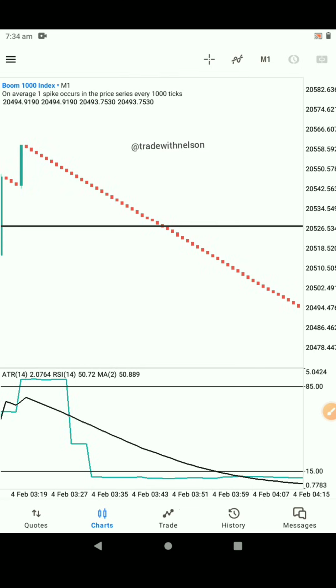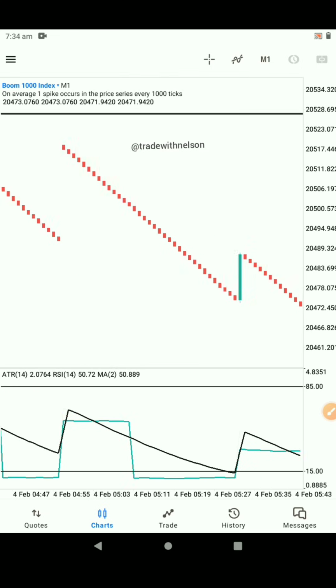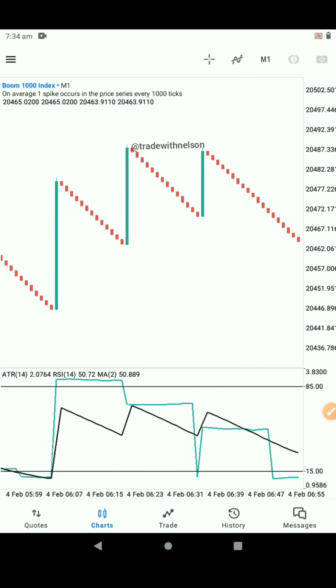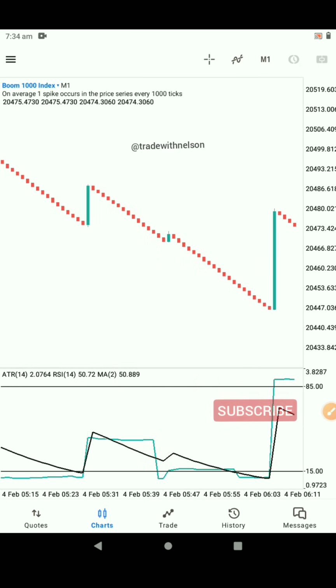After this, I want you to go back to your chart, backtest this strategy and forward test it using your demo account. That is very, very important. Take more opportunities before you conclude on the strategy.